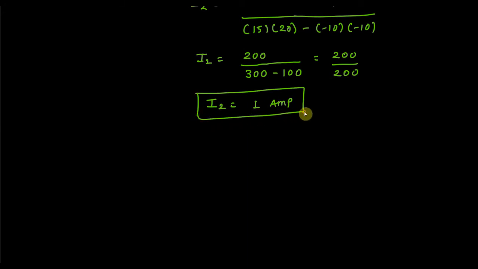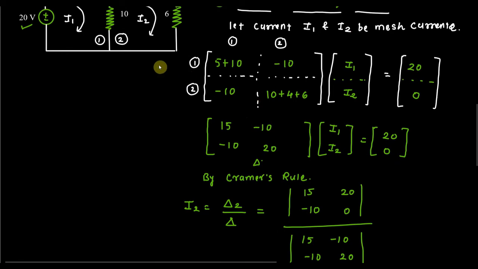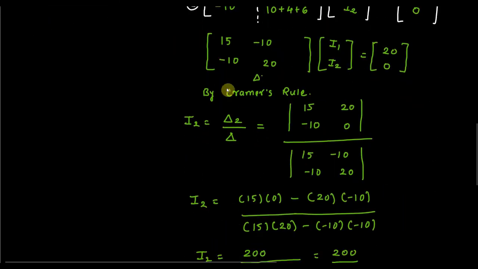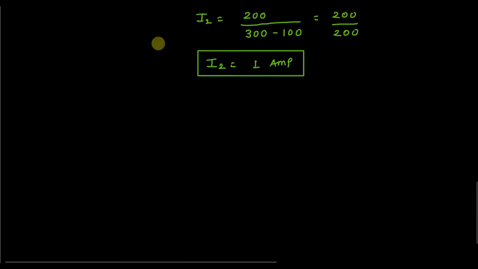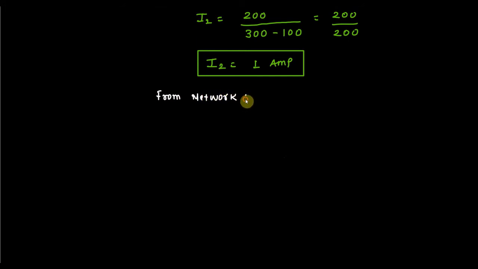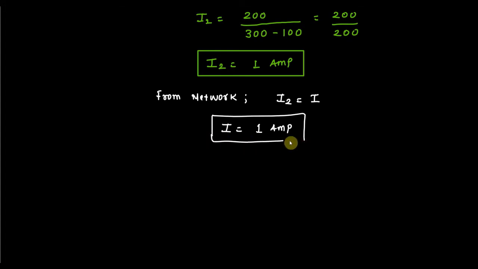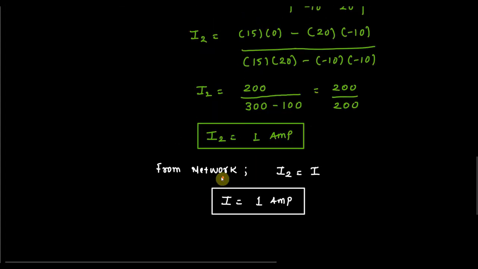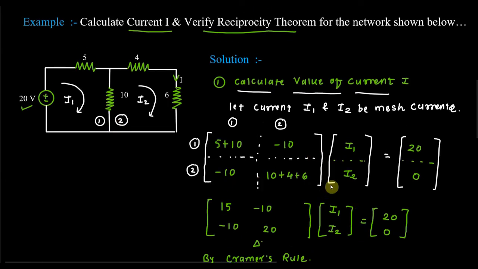But our aim is to find out the value of I. And if you see the network, your I2 is the same as I. So we can write the next point here. From the network, your I2 is equal to I. Hence, we got the first answer that the value of current I is equal to 1 ampere. So in that way, we have to solve the first part. Okay, so I have simply applied mesh analysis and found the answer to this question.